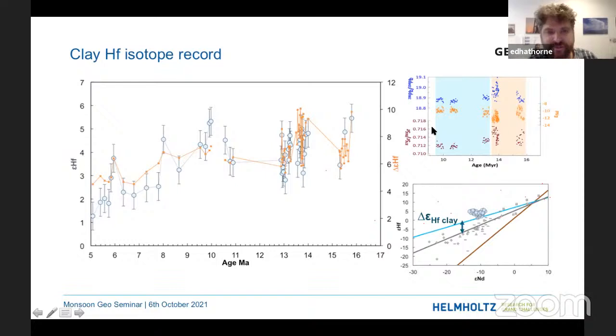And it also mimics a little bit. I mean, we've already talked about normalizing out the source changes, but it looks a little bit like there's something going on here during the global cooling. Although it's very stable afterwards, and it's really only decreasing here in the late Miocene.